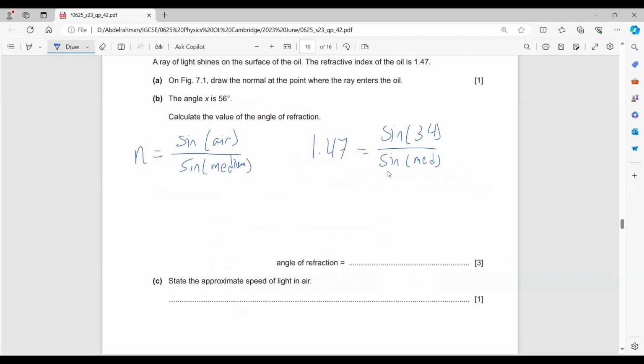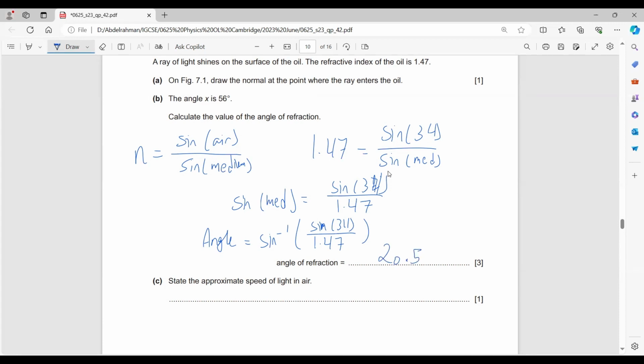Okay, so to find the angle of the medium, we'll rearrange: sine medium equals sine 34 over 1.47. And then we have to inverse the sine, so the angle would be equal to inverse sine of sine 34 over 1.47. What's the angle of refraction? 20.5. Okay, 20.5 degrees.